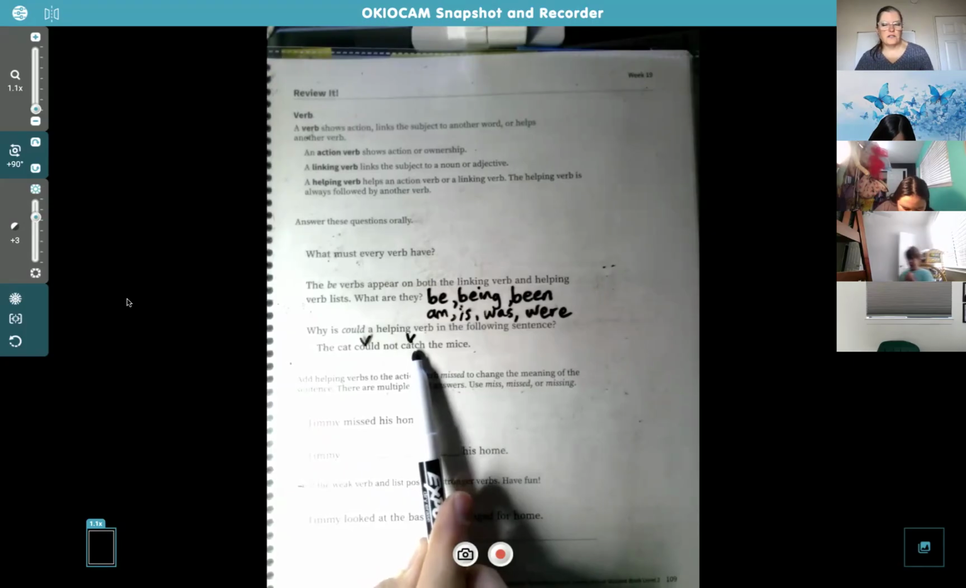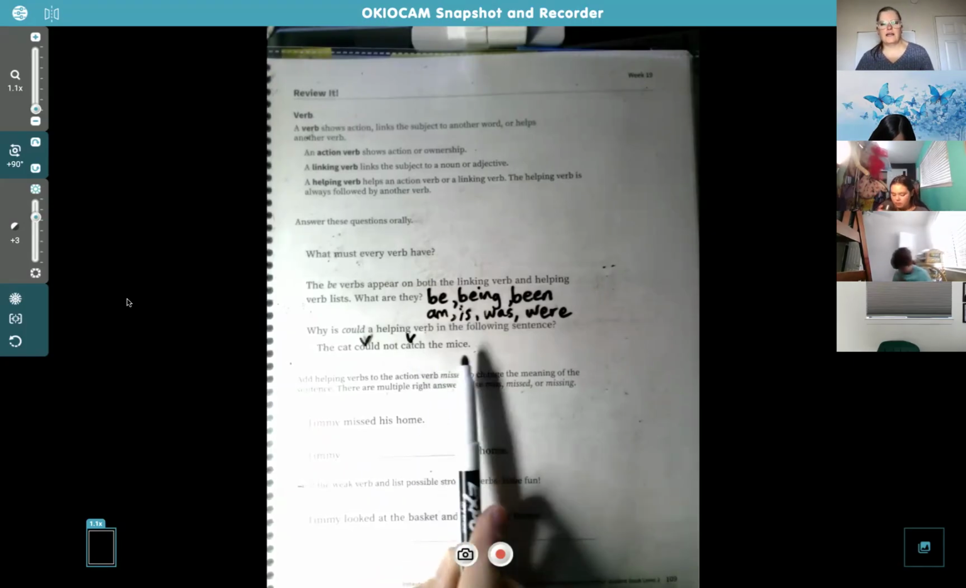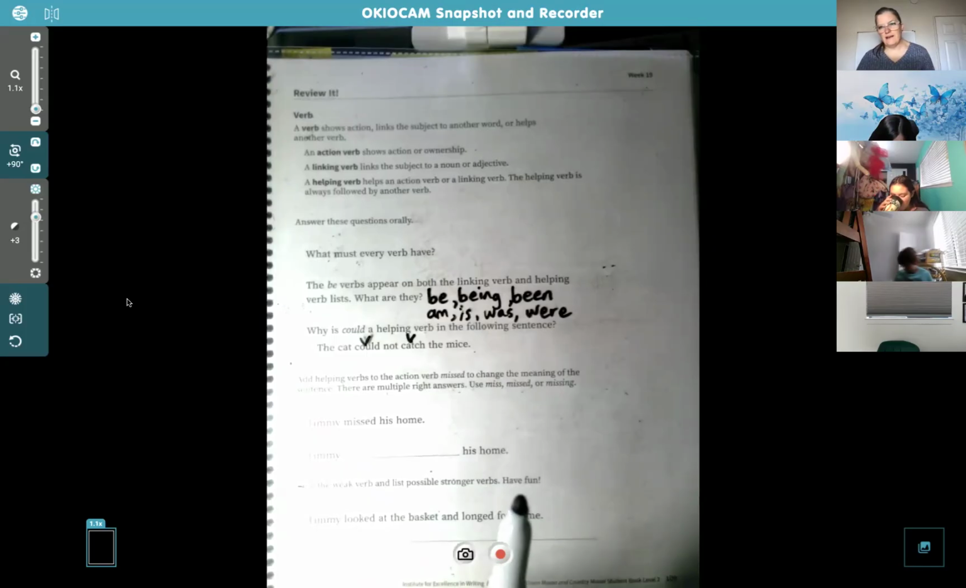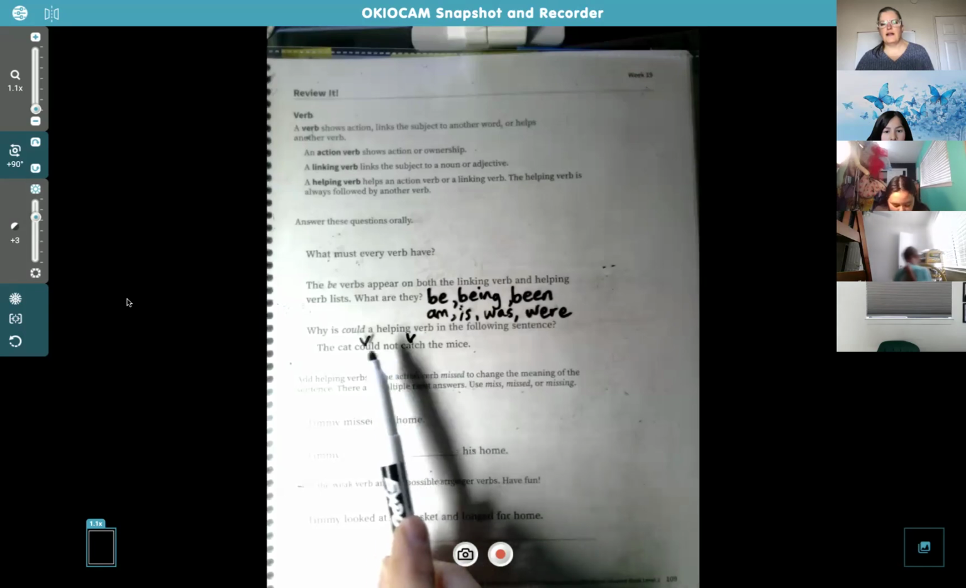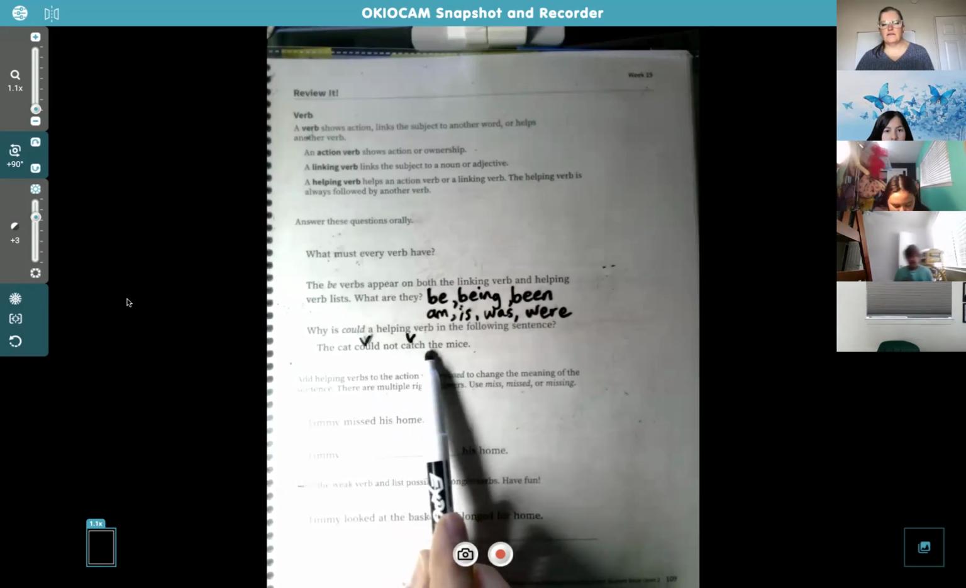Catch is an action verb because we know that one. To catch a mice means probably bit it in its mouth or trapped it with his paw or something to catch the mice. So it's doing something, right? But could is helping that verb.